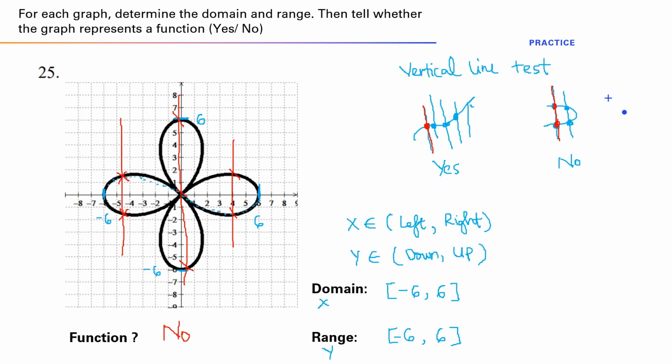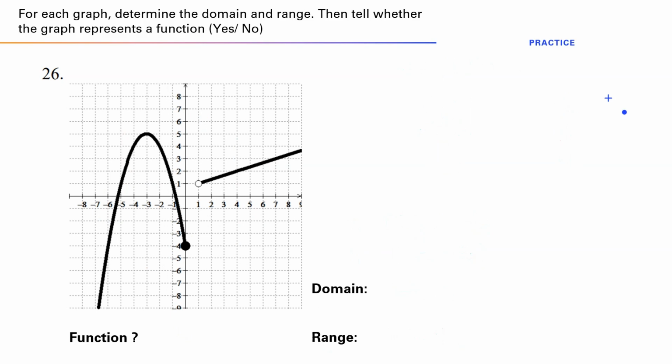Okay, so let's do another. So for this one, whenever we see it touching the edge of the window like that, it means it continues forever. So it will run forever that way. And for this one, it runs down forever that way.